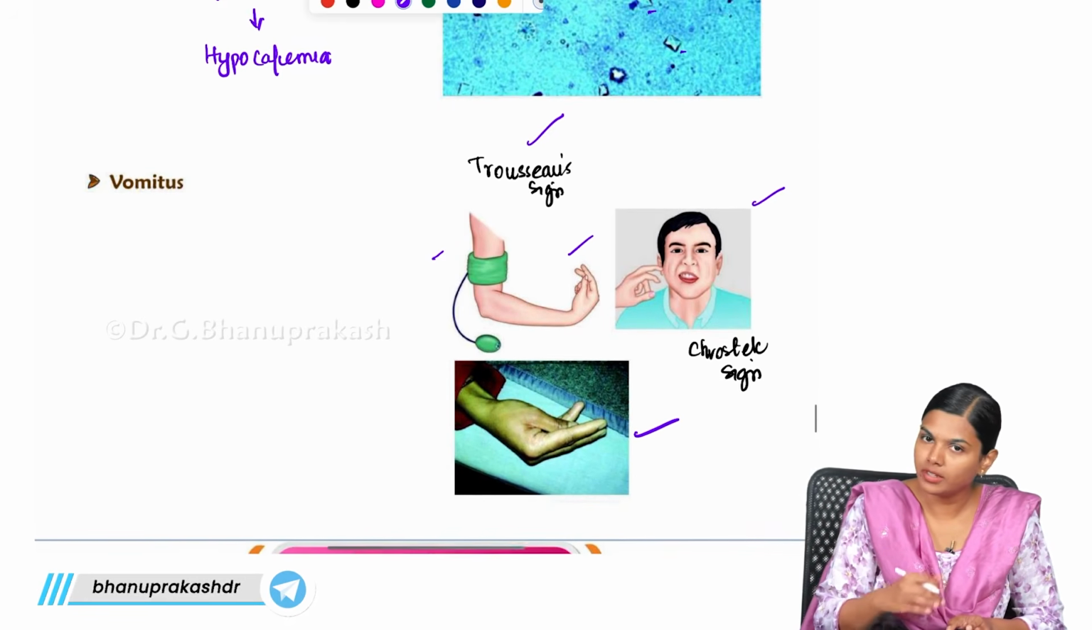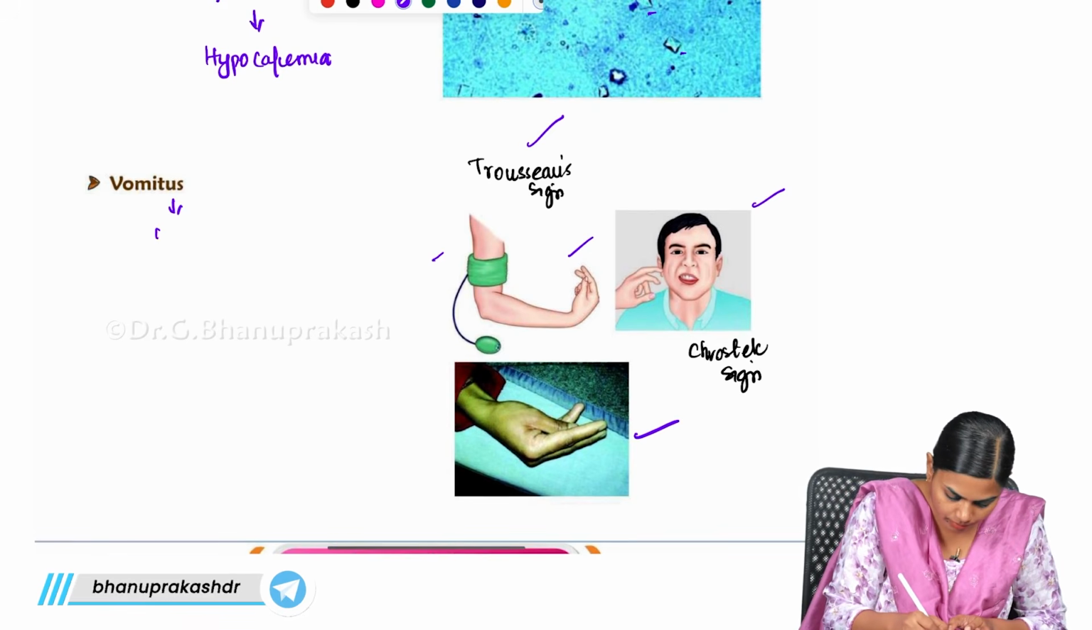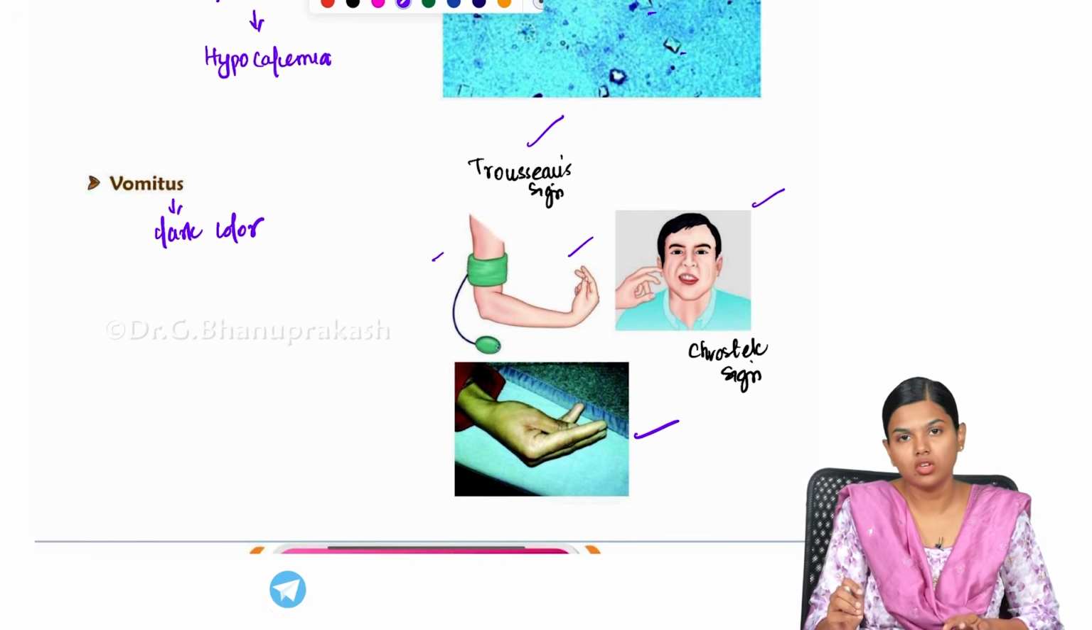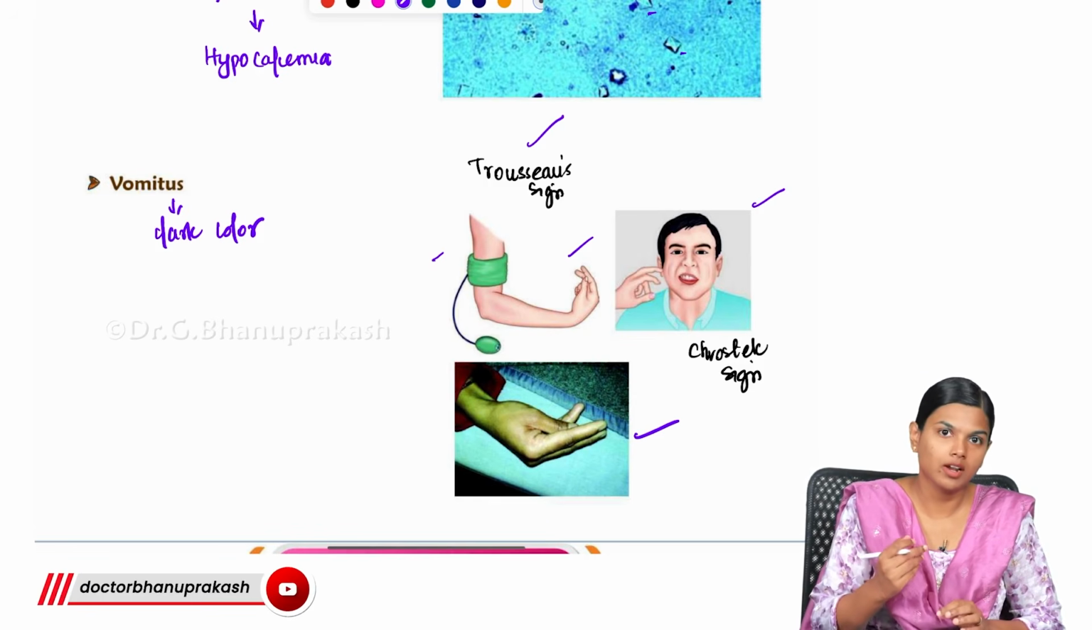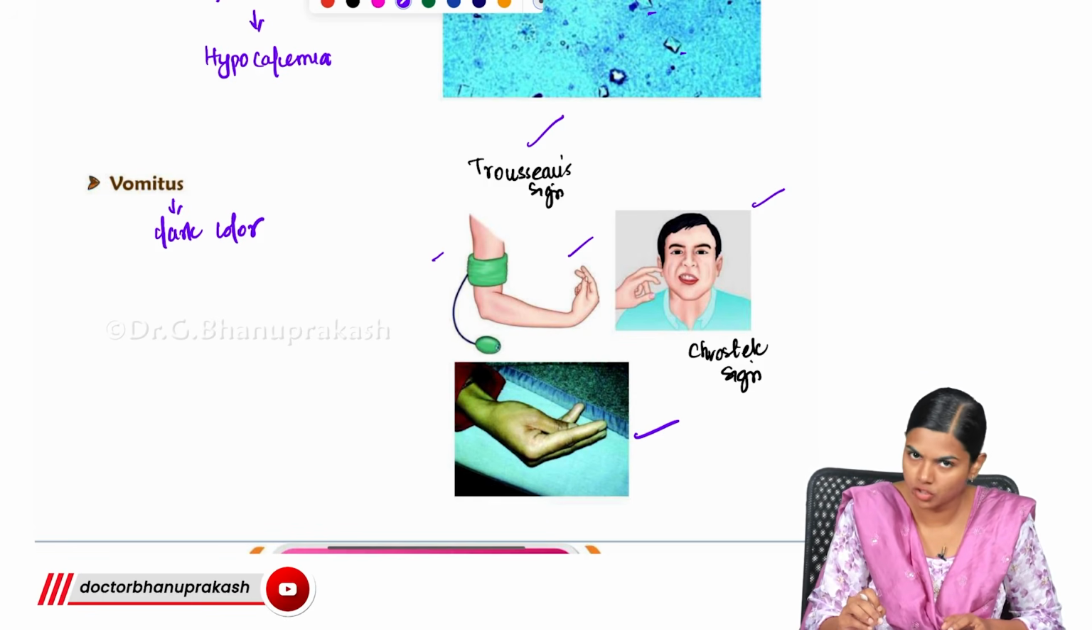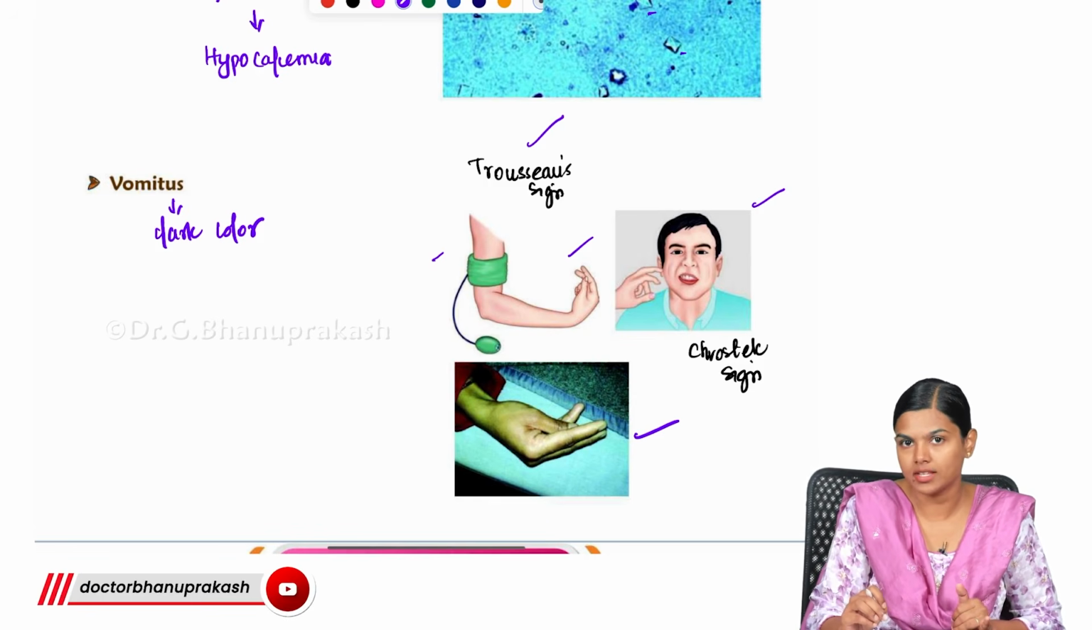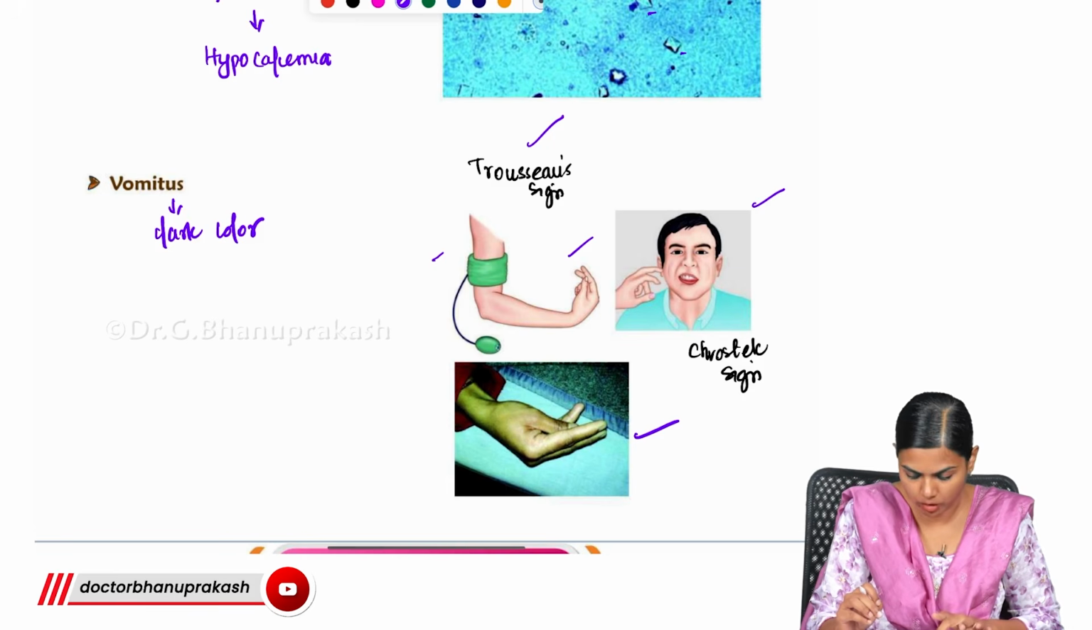And the vomitus that you will be seeing is dark color. In oxalic acid poisoning, more than the corrosive action, hypocalcemia will be prominently seen, and death happens because of this hypocalcemia only. So this is one acid which causes hypocalcemia.